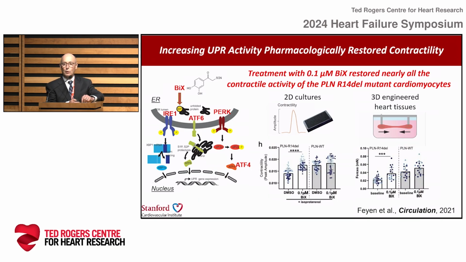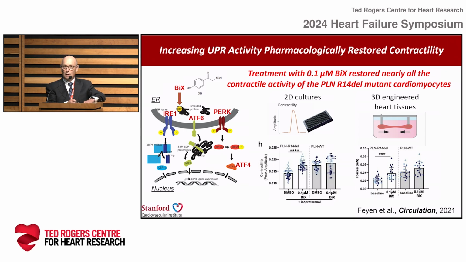So following that up, we asked whether you could stimulate the UPR with a small molecule. This is not a drug-like compound. This is just a reagent molecule. Could you stimulate that pathway, and would it be beneficial for the disease? And as you can see here, if you treat with that small molecule known as BIX, it will restore the function in the cells that carry the R14 deletion to the level of the wild type. And it has almost no effect on the wild type cells or the healthy cells.